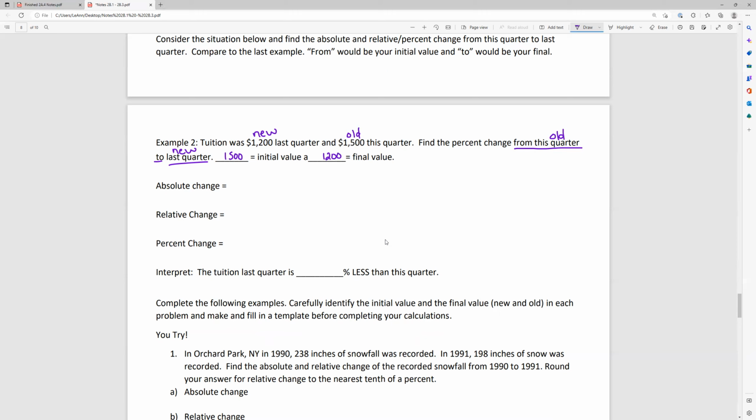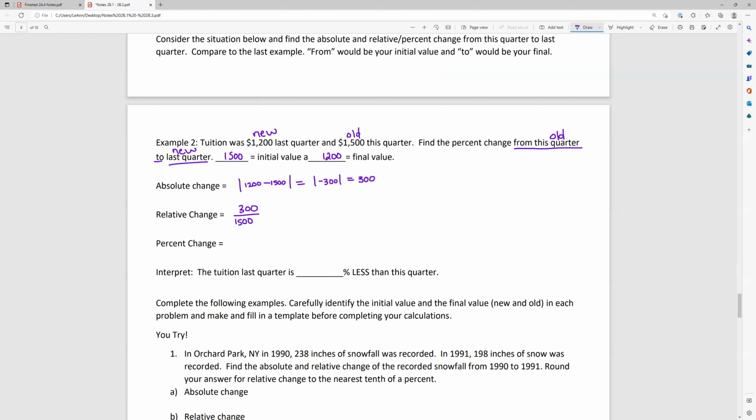Okay. So when we do our absolute change, we're going to do, remember, new minus old or final minus initial. So 1,200 minus 1,500. And inside that absolute value, that is a negative 300. So we still give the absolute value as being 300, because 300 just means how far am I from zero? I'm 300 units. So that's still the absolute change. So that part doesn't change if you change the order. It's the relative and the percent change that change, because relative change is absolute change over the old. So the old value in this scenario is now 1,500 because that's where we came from.